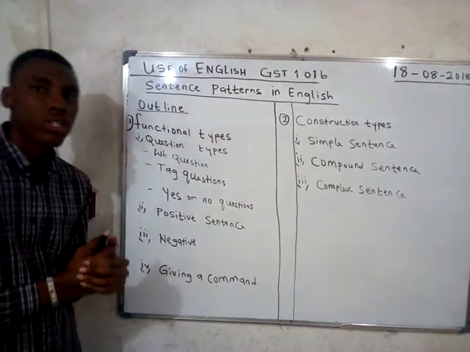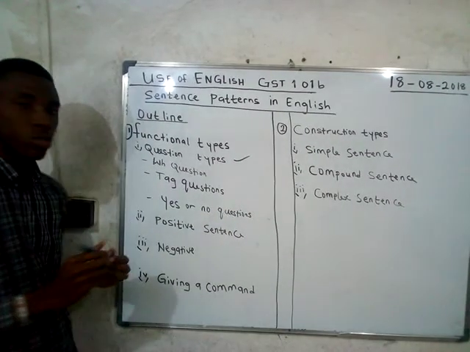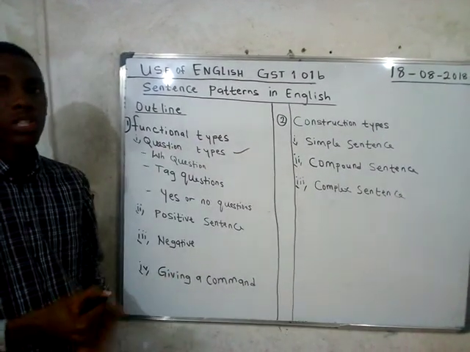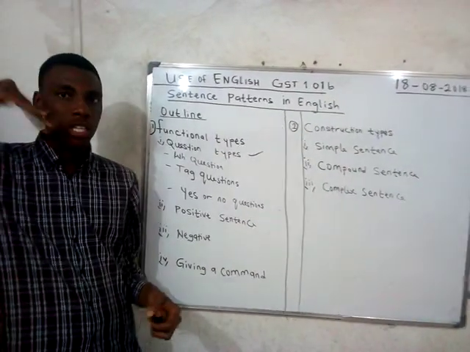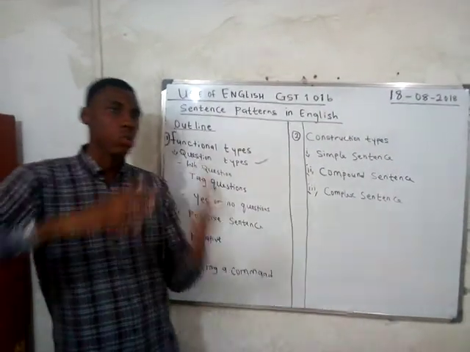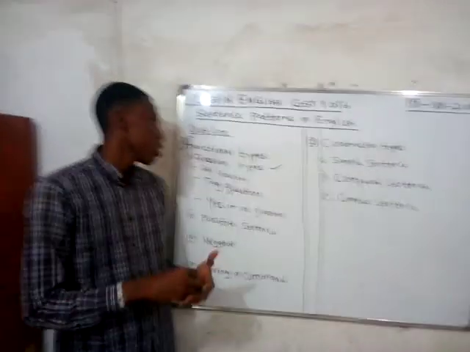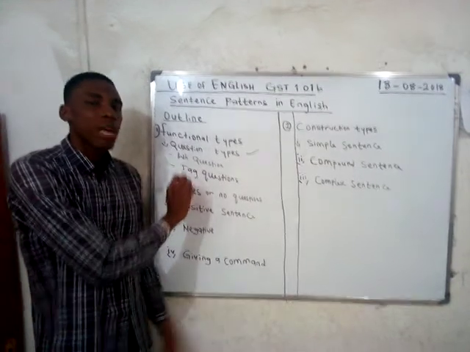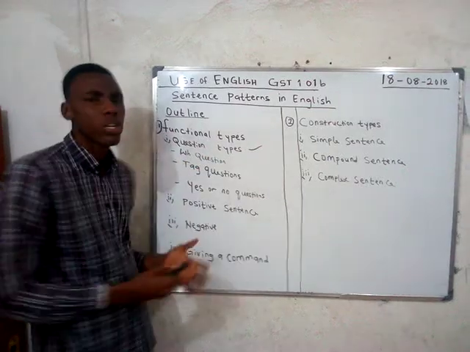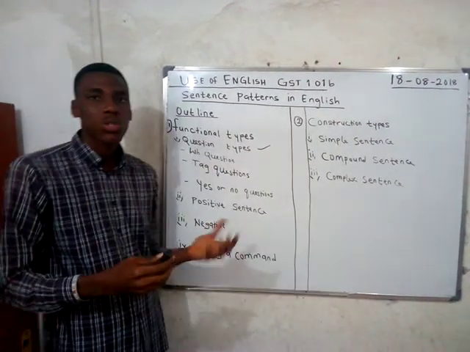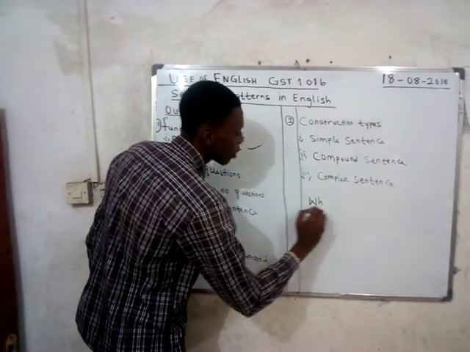Now, coming down to the functional types, let's pick out the question types as the first thing we're going to treat today. When we talk of a question, we already know what it is. A question means a rise in intonation. When it gets to the last word, there is always a rise in intonation. And questions usually require answers. So first of all, under the question types, we have the WH questions. What do we mean by the WH questions? These are questions that start with WH words.